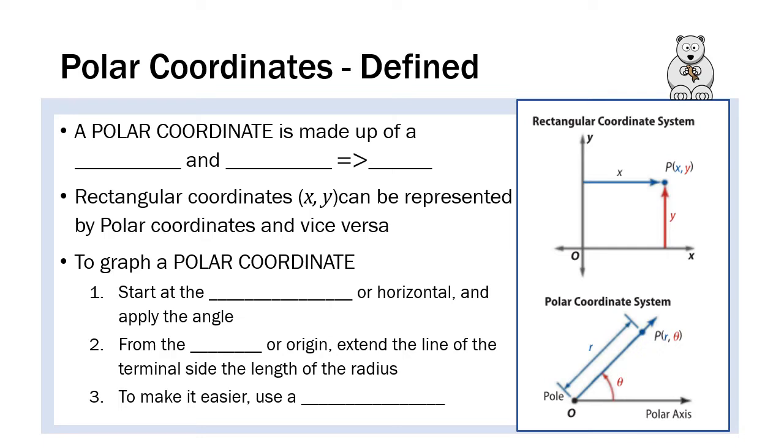A polar coordinate is made up of a radius and an angle. And it looks like this, r theta. Rectangular coordinates, as you can see on the graph, can be represented by polar coordinates, and polar coordinates can switch over to rectangular. You can see they're about the same position on each of the graphs. We are going to figure out how to go back and forth later.